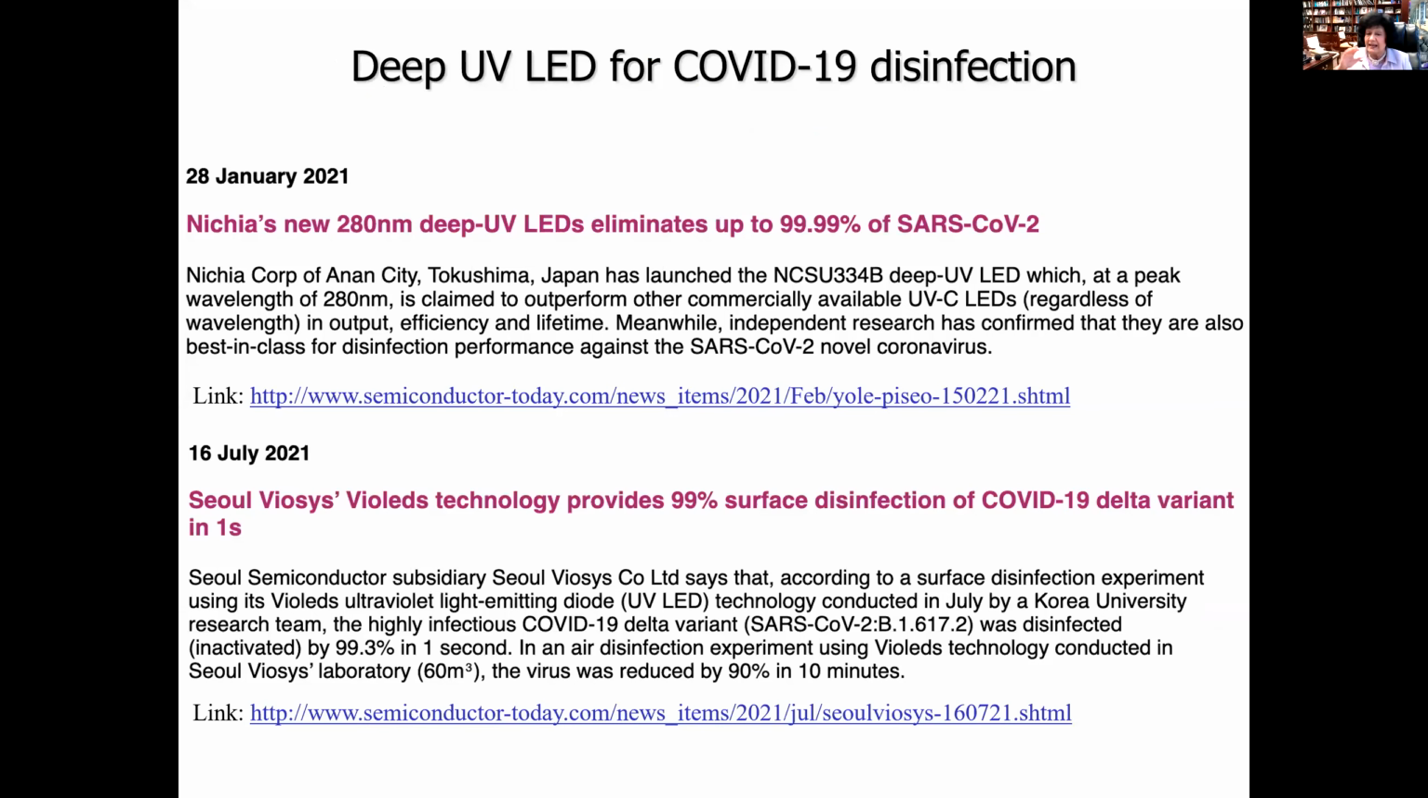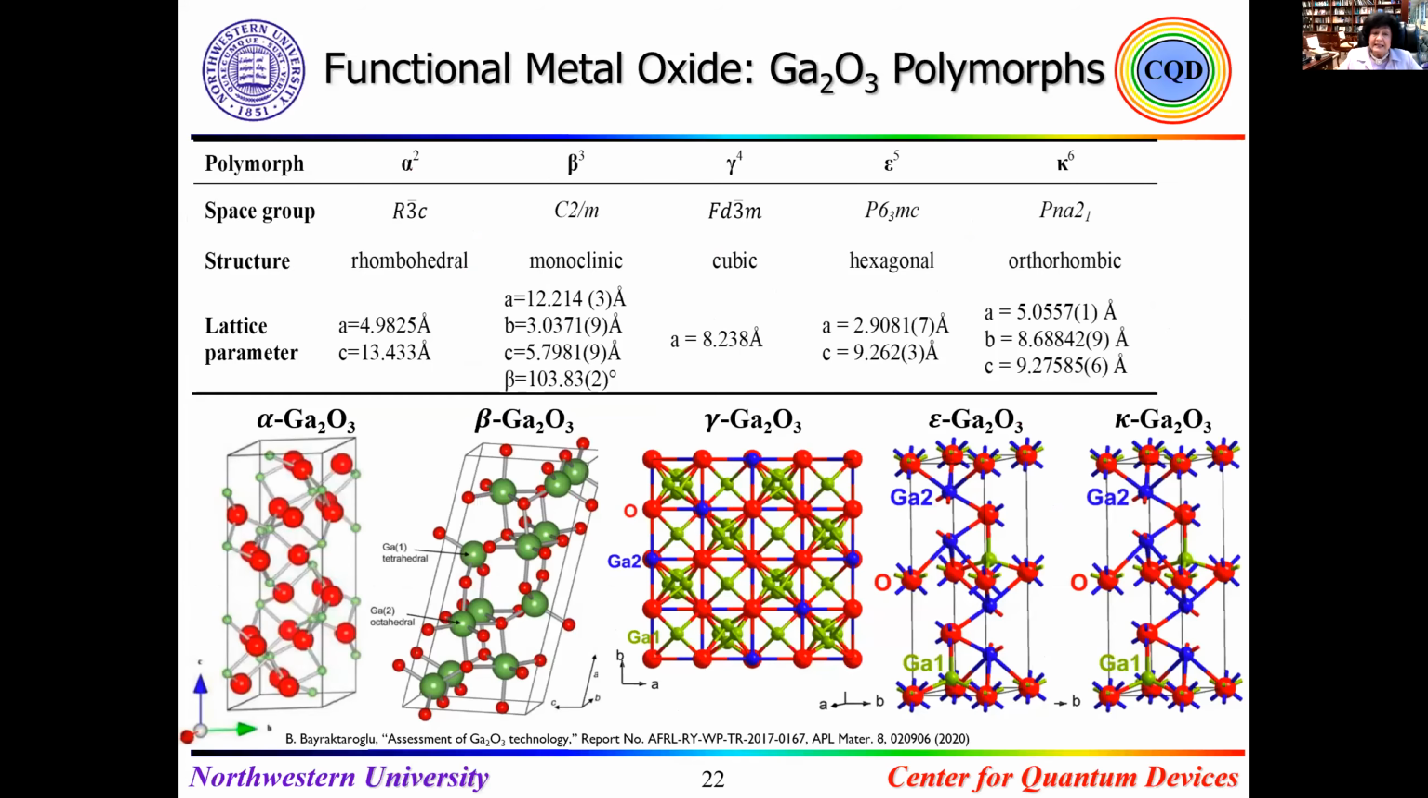So today our objective is for gallium oxide to make LEDs that go deeper in order to address the coronavirus. That was my objective, and I explained it in my talk last year. Rapidly after that, in 2020 I reported, and on 28th January 2021 Nichia demonstrated that 280 nanometer deep UV can eliminate 99.99% of SARS-CoV-2. On 16 July 2021 they showed that the UV LED can provide 99% surface disinfection of the COVID-19 Delta variant in 1 second. Now there are a lot of activities using that against the coronavirus.